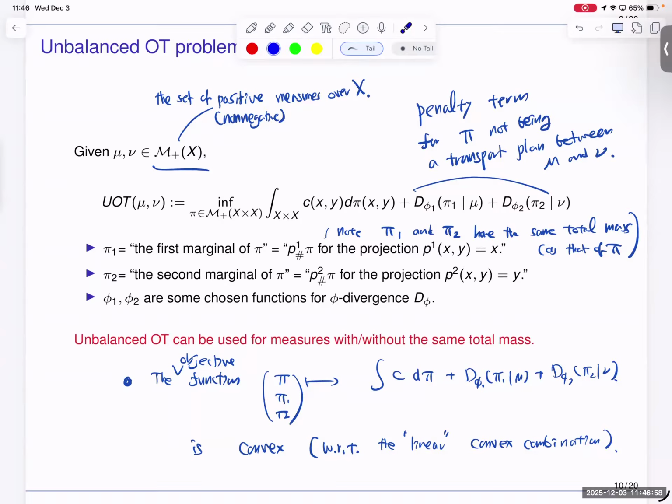I have a naive question, real quick. I don't want to take too much time, but why are we restricting to non-negative measures? Why not just any measure? That's a great question. Yeah, maybe you can consider the more general cases.